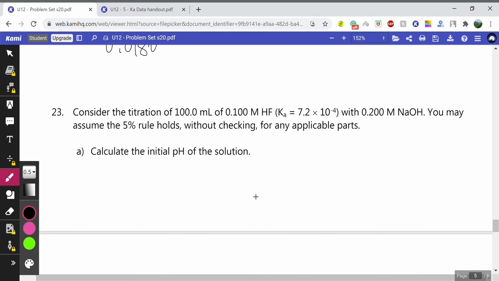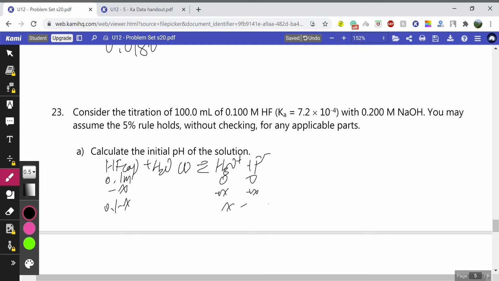Now, number 23, consider the titration of this. You may assume the 5% rule holds, and without checking, we have to find the pH. Alright, calculate the initial pH of the solution. HF aqueous plus H2O liquid forms H3O plus and F minus, right? We're putting this in water first. So this is going to be 0.1 molar minus x, 0 and 0 plus x, x. So our Ka is going to be x squared divided by 0.1. And we do not include the minus x because it told us to assume the 5% rule holds.